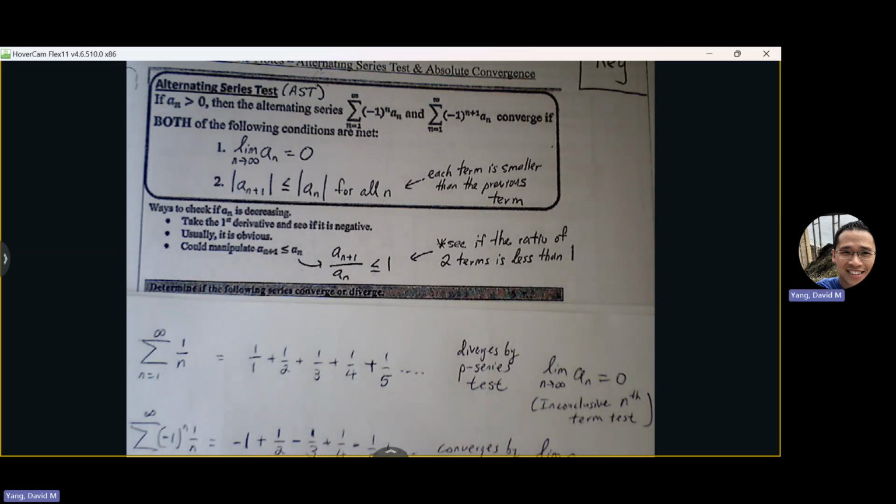Ways to check if a sub n is decreasing. We can take the first derivative and see if it's negative. Usually it is obvious. We can also manipulate a sub n plus 1 and a sub n. Take the next term, divide it by the term before it. If the ratio is less than or equal to 1, then we know that each term is getting smaller.